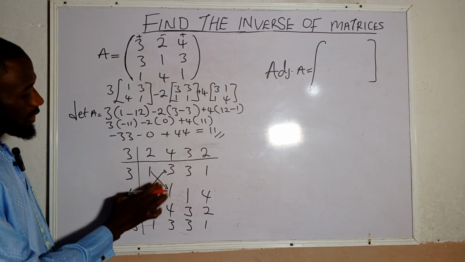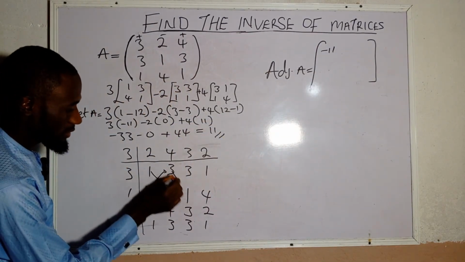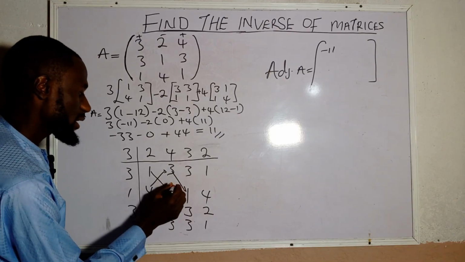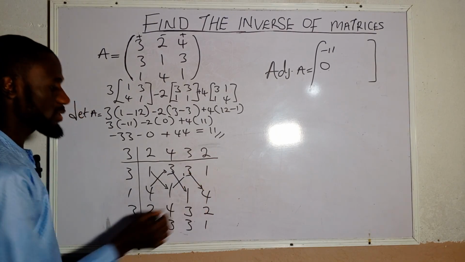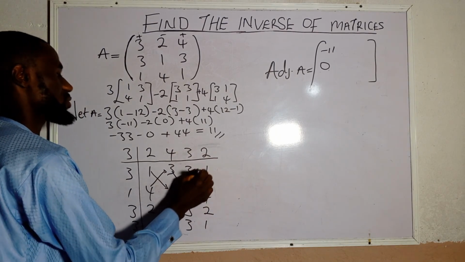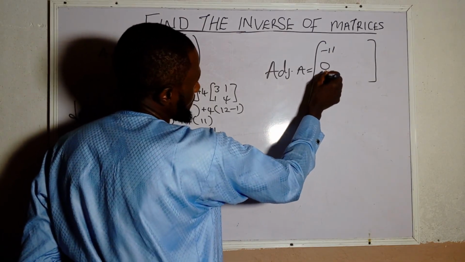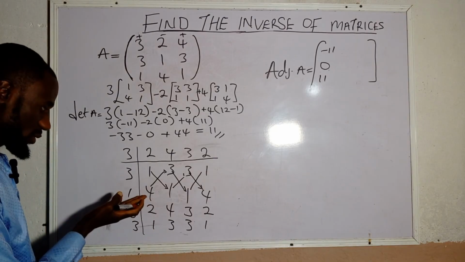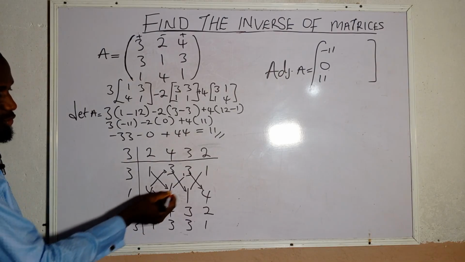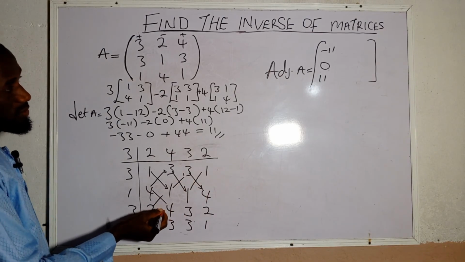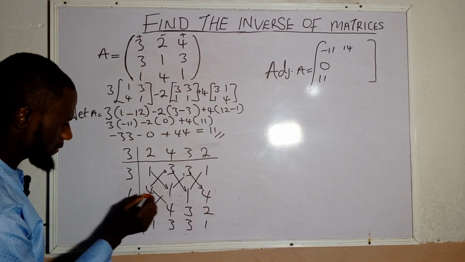Then 1 minus 12 here we have minus 11. Then we have 3 times 1, which is 3, minus 3 times 3, which gives 0. Then we have 3 times 4 is 12, minus 1, which gives 11. 12 minus 1 is 11. Then we go with the second line. We have 4 times 4 is 16, minus 2 times 2, so 16 minus 2, here we have 14.